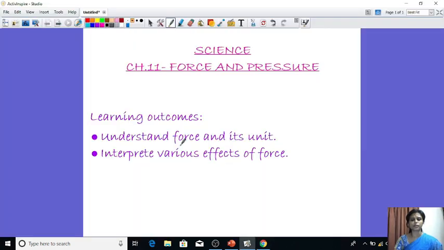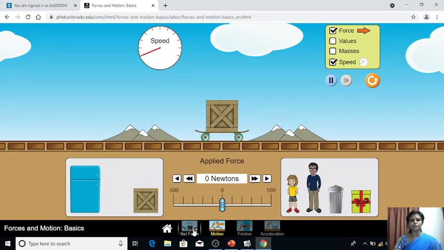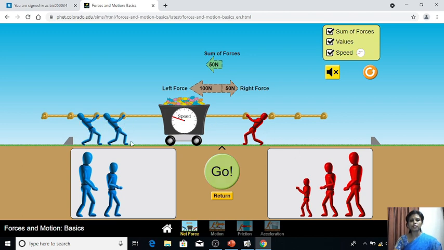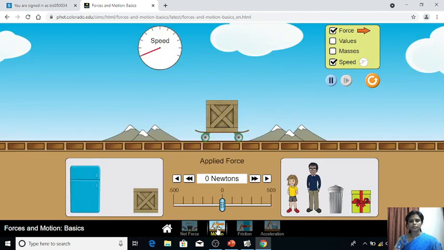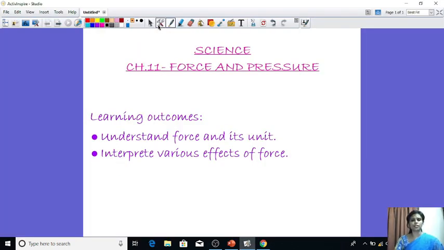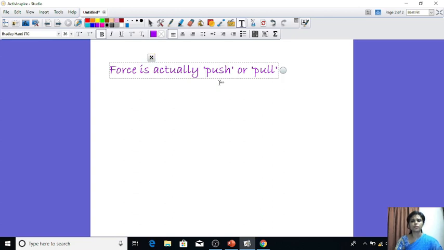So what can we say, what is force actually? In the first case we have seen that from both sides the people are pulling the cart, and force is applied on the cart, right? And in the second case we can find that the person was pushing the cart and force was applied on it, right? So what can we say, what is force? Force is nothing but a push or a pull, right?